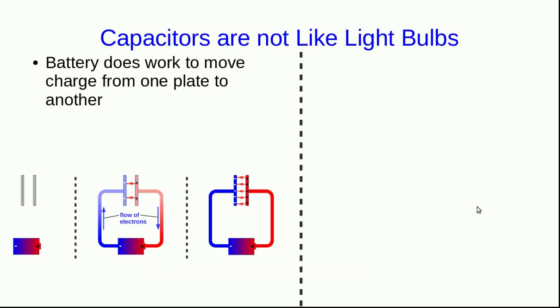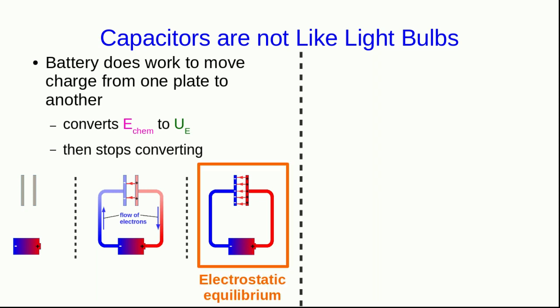Well, I'm going to start with the rather painfully obvious statement that capacitors are not like light bulbs, but I mean something specific by that. When you connect a battery up to a capacitor, it does work by moving charge from one plate to the other, and as it does so, it's converting chemical energy in the battery into electric potential energy, which is stored in the capacitor. But that process doesn't go on for very long. The whole system ends up in electrostatic equilibrium rather quickly, at which point no charge is being moved around anymore, and so the battery stops converting chemical energy into electric potential energy.